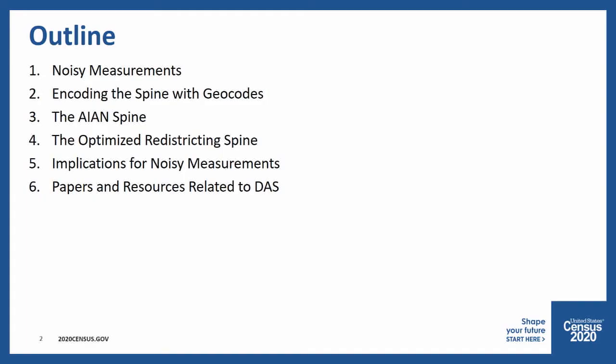So I'll start by describing the original geographic spine that was used within DAS, and I'll use this afterwards as an example to describe geocodes and define those. And then after that, we're going to talk a little bit about the AIAN spine, which was a precursor to the optimized redistricting spine, and then I'll talk about the optimized redistricting spine itself. Then I'll conclude with some implications on all of this for the noisy measurement files, as well as papers and other resources that might be helpful when using the noisy measurement files.